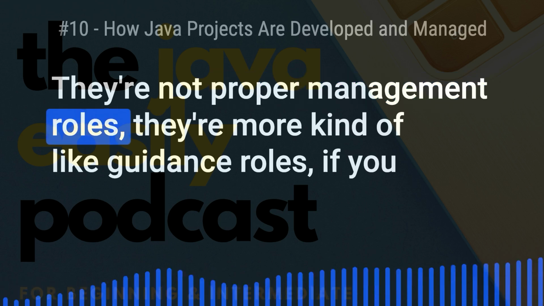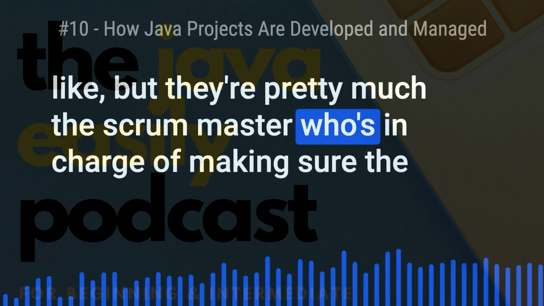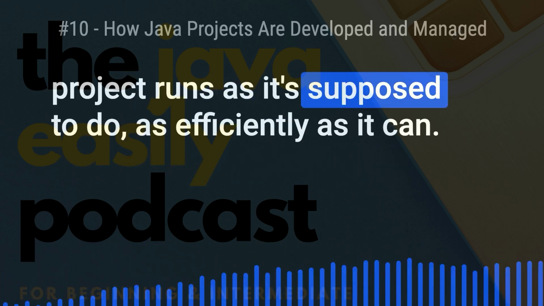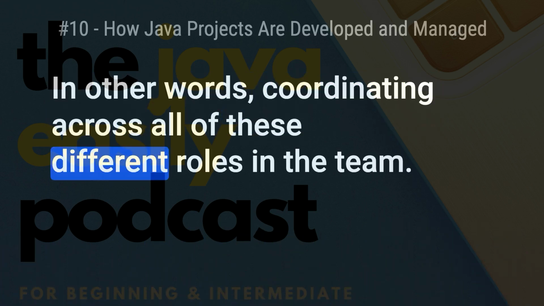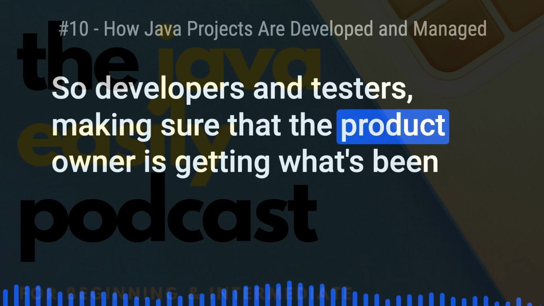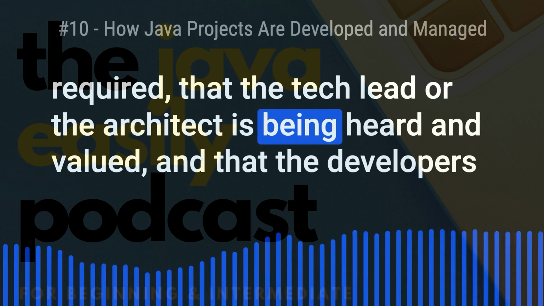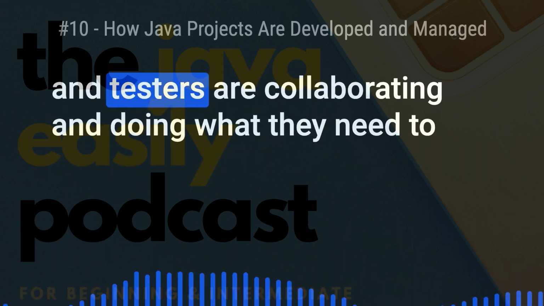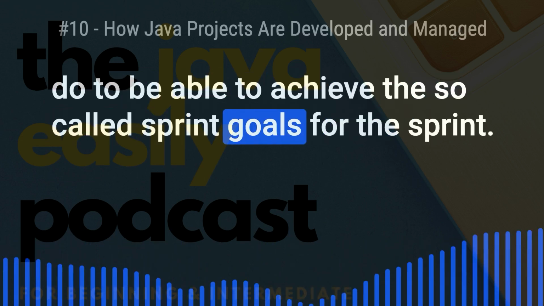They're not proper management roles, they're more guidance roles, but they're pretty much the Scrum Master, who's in charge of making sure that the project runs as it's supposed to do, as efficiently as it can. In other words, coordinating across all of these different roles in the team, so developers and testers, making sure that the product owner is getting what's been required, that the tech lead or the architect is being heard and valued, and that the developers and testers are collaborating and doing what they need to do to achieve the so-called sprint goals for the sprint.